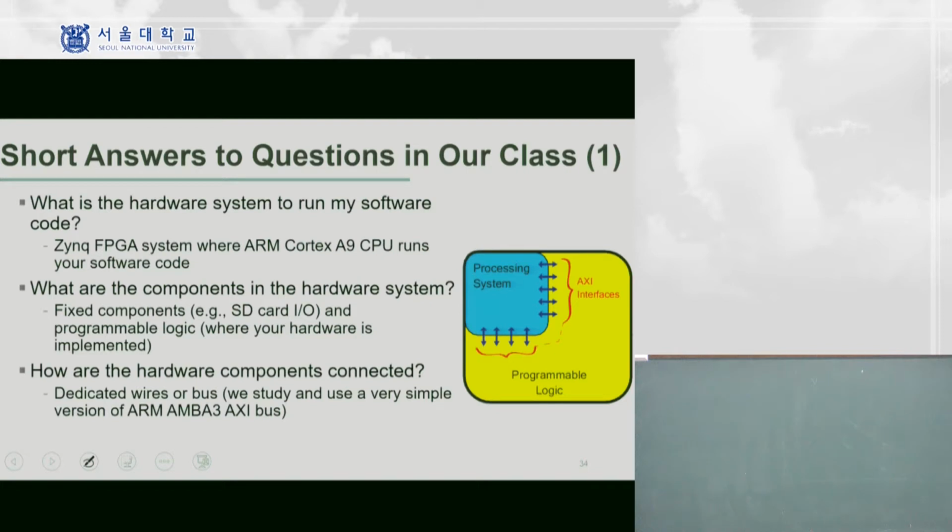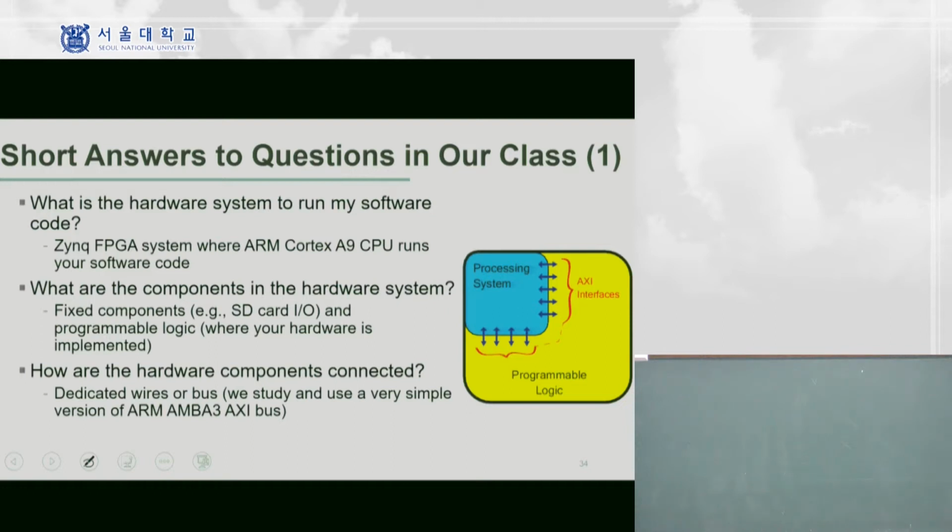Okay, so you can use either dedicated wires or a bus. A dedicated wire is a point-to-point connection. Let's say you have two blocks and they need to communicate with each other, and you could have a dedicated wire. So this wire is solely used for communicating between these two devices. Alternatively, you could use a bus, right?